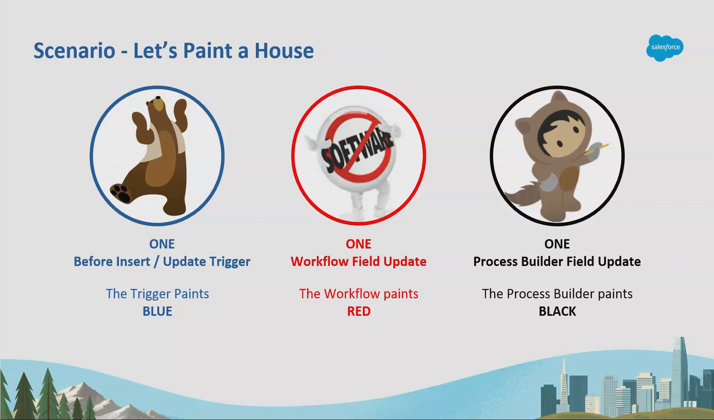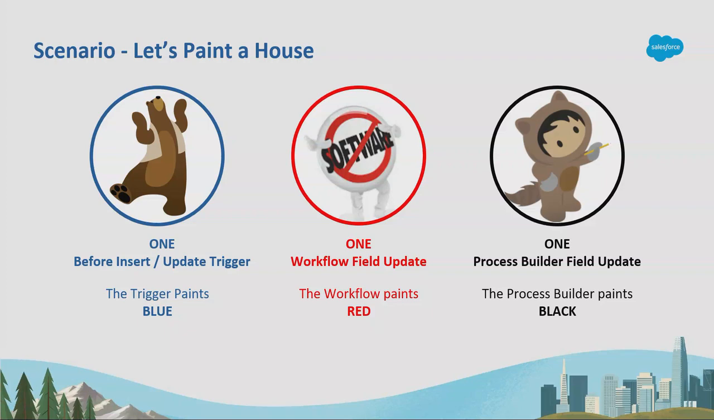So Mark, I still think we need something to make this more visual. Let's do a little demo. Yeah, so that was a nice order, but a lot of information. So let's do a scenario. We're going to have Cody. Cody is blue, and he stands for a simple trigger that runs. Then we have Sazi. Sazi is a workflow field update. This is red. And we're going to have in black Astro, who is a process builder field update.